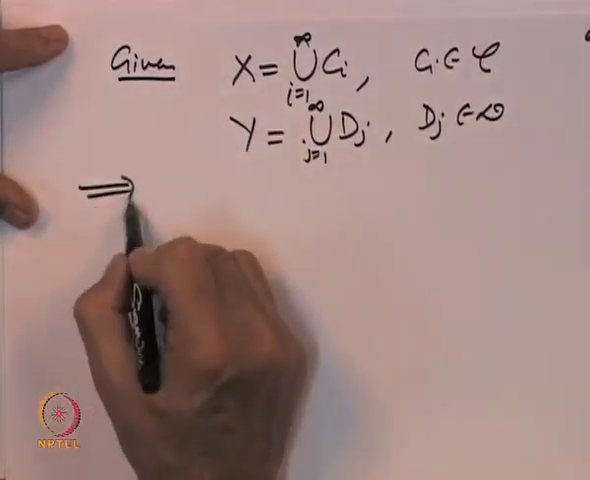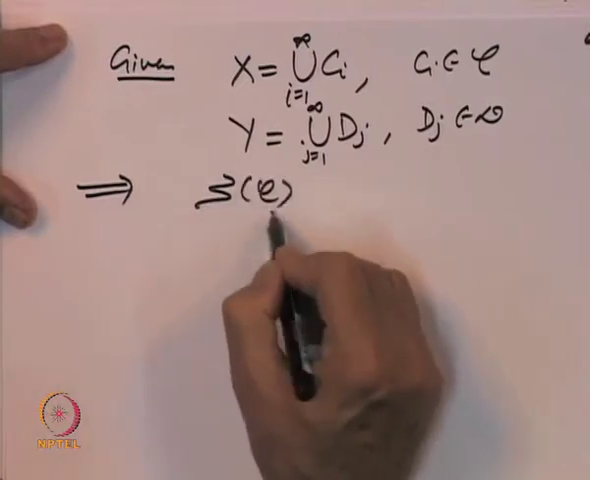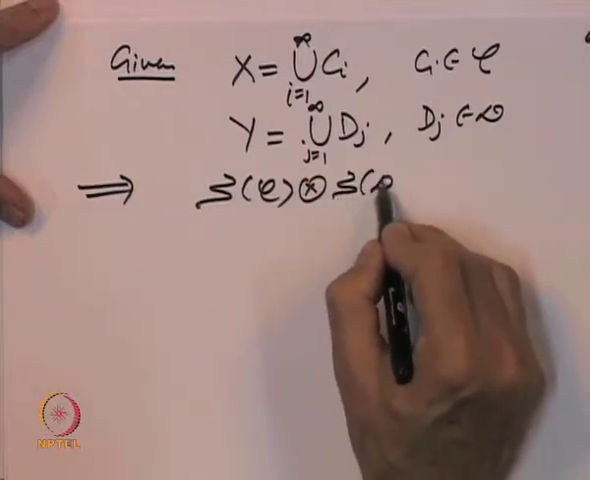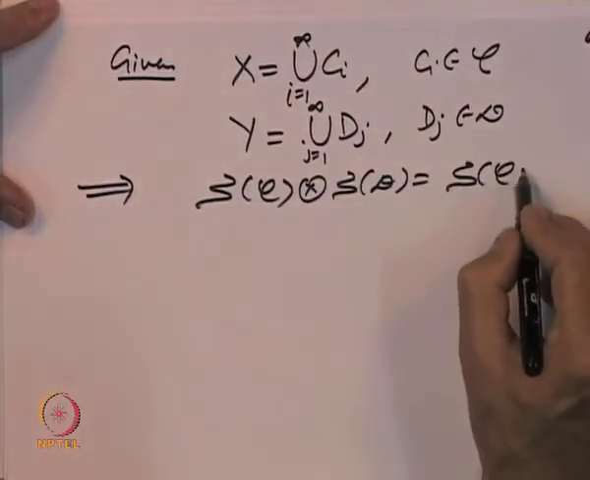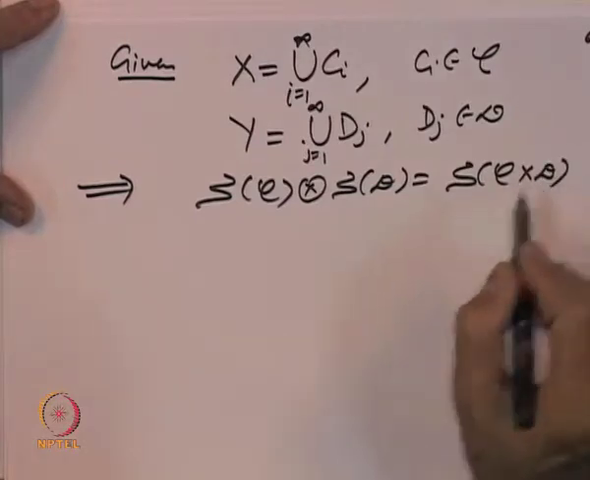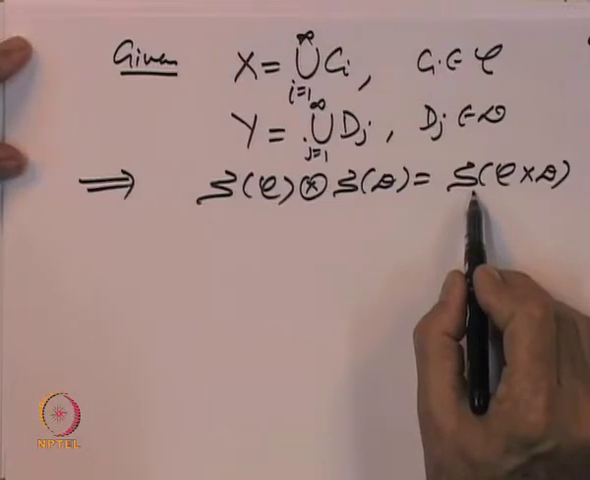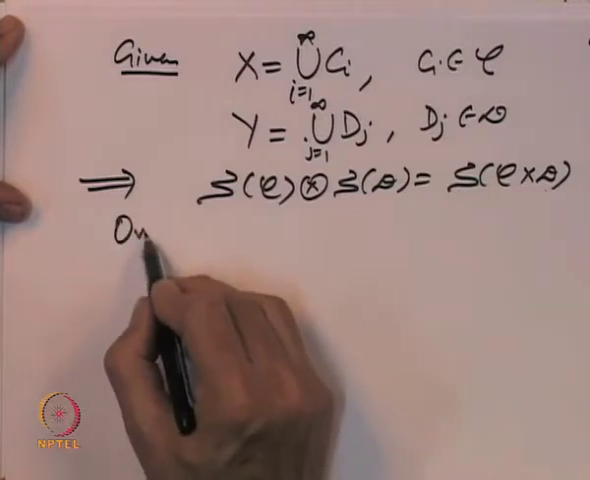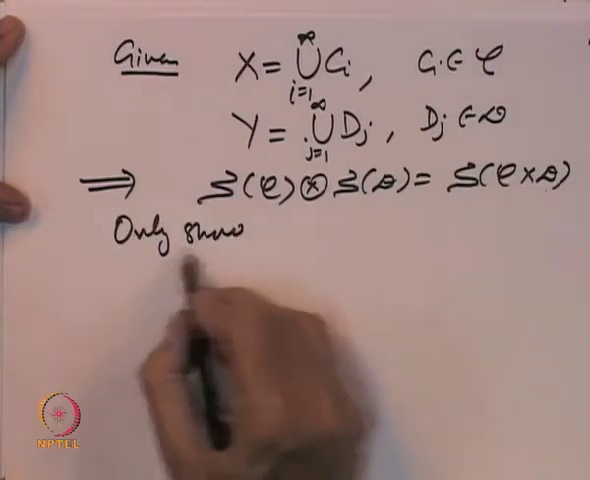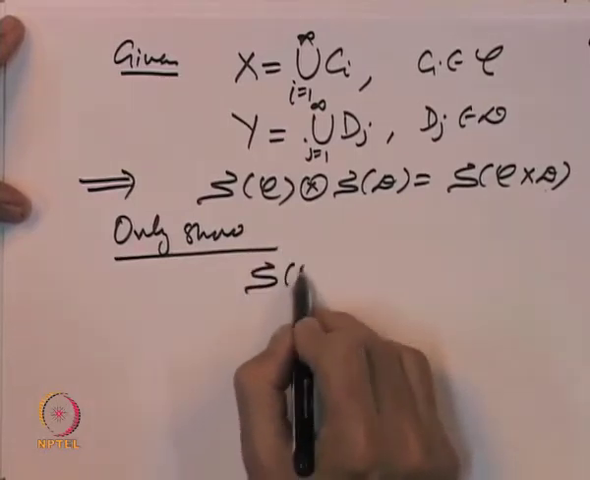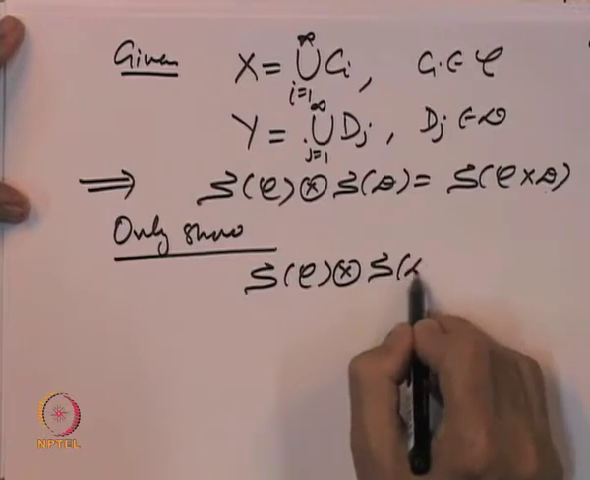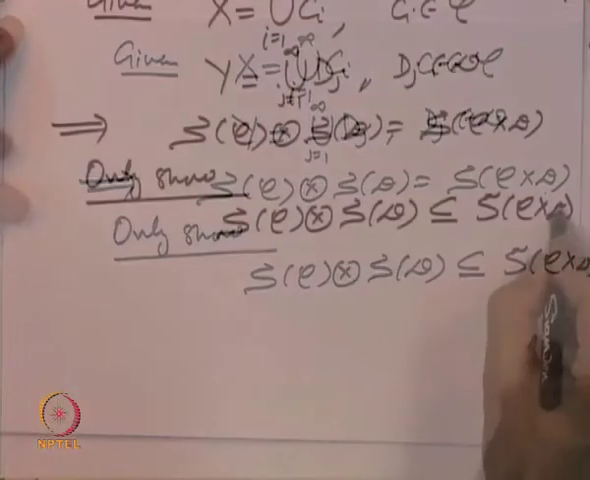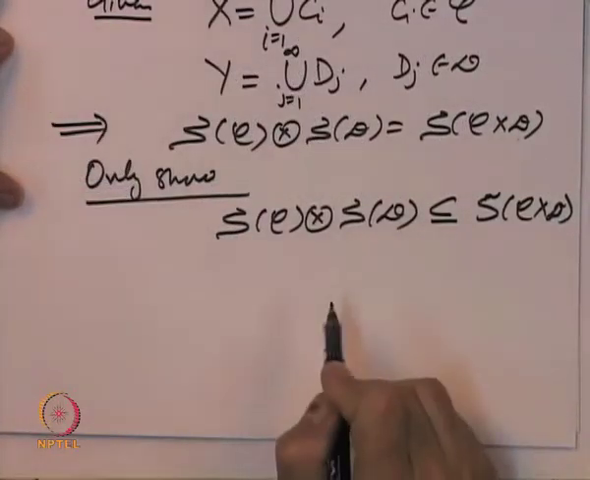And these two conditions we want to show imply that S of C times S of D is equal to the sigma algebra generated by C cross D. So, we have already shown that the sigma algebra generated by C cross D is a subset of this. So, we have to only show that the left hand side, S of C times S of D, is a subset of S of C cross D. So, this is what we have to show.